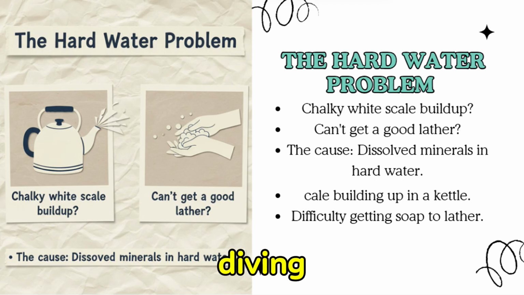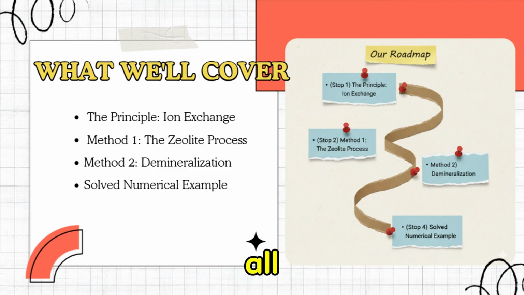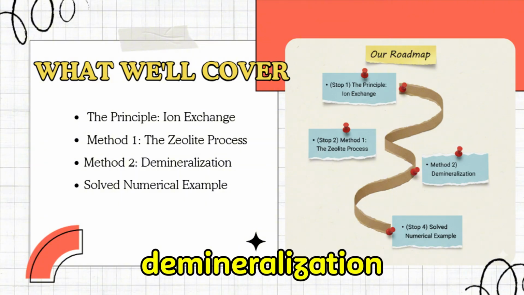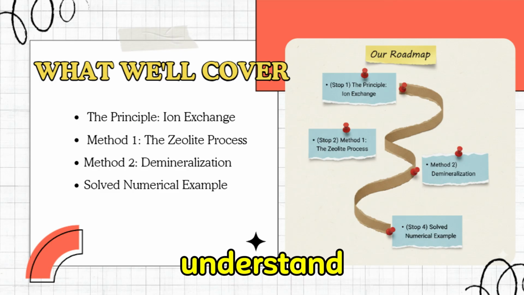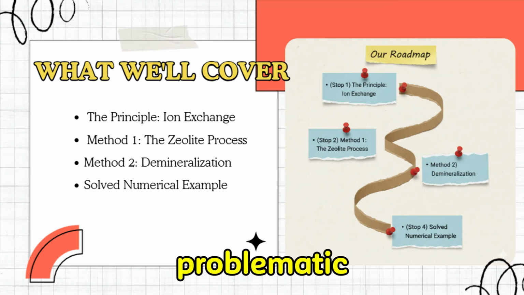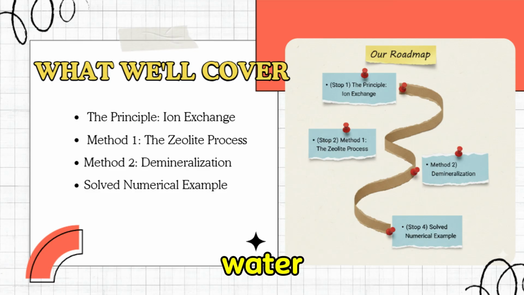In this video, we're diving deep into the chemistry of water softening. We'll explore the core principle that makes it all possible: ion exchange. You'll learn about two powerhouse methods used in engineering to treat hard water. First, the classic zeolite method, and second, the ultra-powerful demineralization process. We'll break down how they work, how they're different, and we'll even solve a numerical problem step by step. By the end of this video, you'll understand exactly how we turn hard, problematic water into the soft, pure water that industries and households rely on every day.